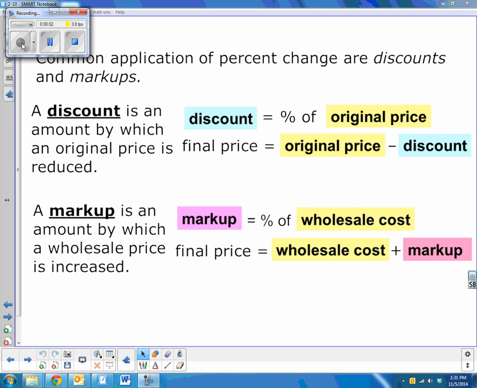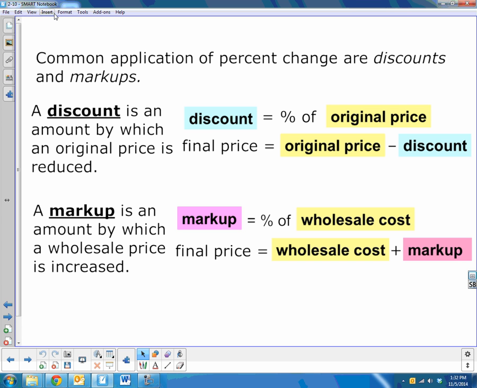All right. We talked about percent change. We talked about percent change in the last video. So we're looking at some common ways that we see this, some applications of percent change, and that's with discounts and markups. I mentioned that in our last notes a little bit, kind of made up some problems. And this is where we really start to see it.